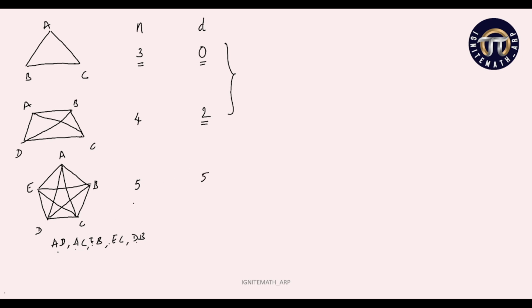So now you need to observe, children, the number of diagonals formed in a polygon is given by the formula n, that is the number of sides, n minus 3, divided by 2. Think about it, children. How did we actually arrive at this formula? See, I will show you for the triangle.